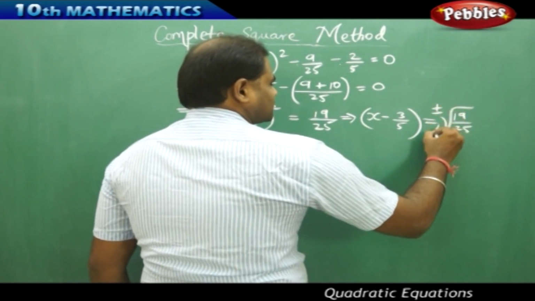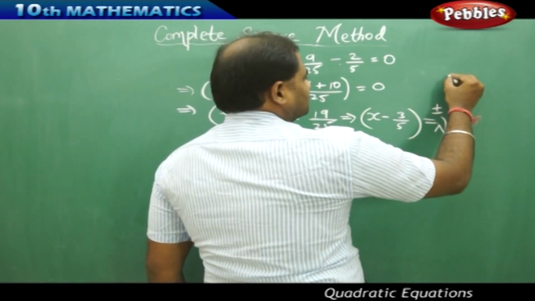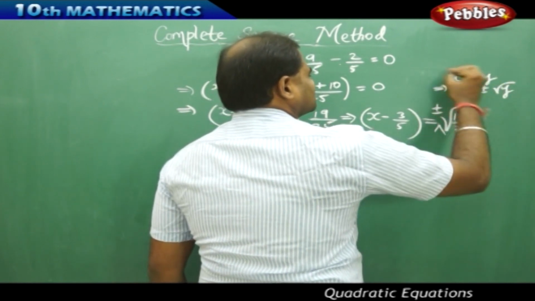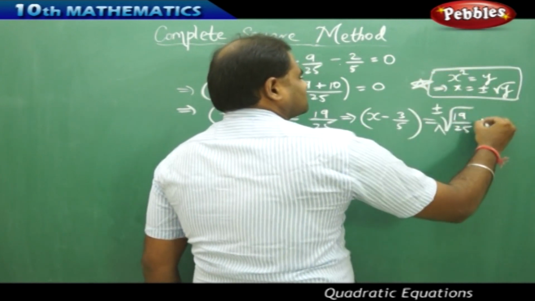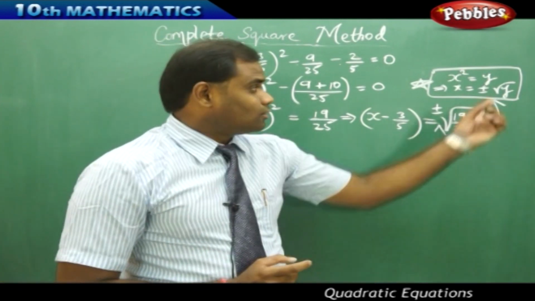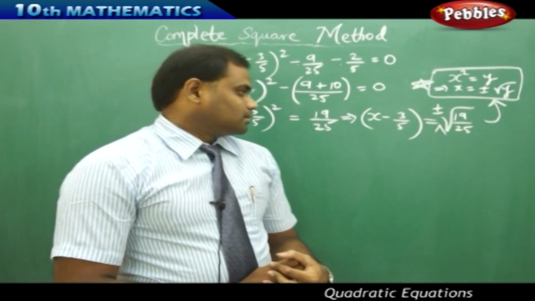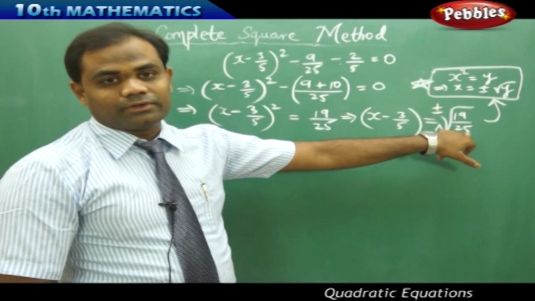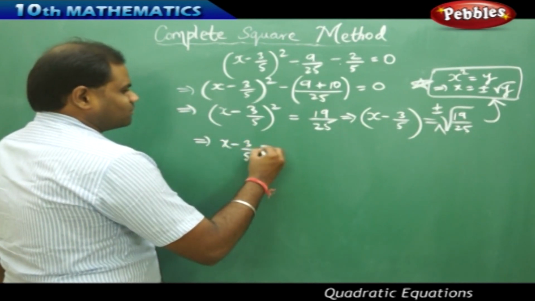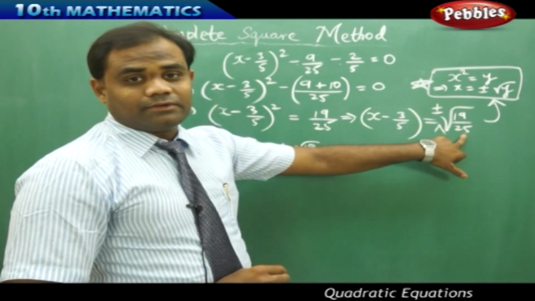Of course, I get plus or minus out here, because when x squared is y, x is plus or minus root y. Remember, x squared equal to y implies x equals plus or minus root y is a very important formula. When x squared is y, x is not just root y, but it is plus or minus root y. Even the minus sign holds true along with the plus sign of root y. Therefore, I get plus or minus root 19 over 25. Simplifying this, I get x minus 3 over 5 is equal to plus or minus root 19 by root 25, which is 5.